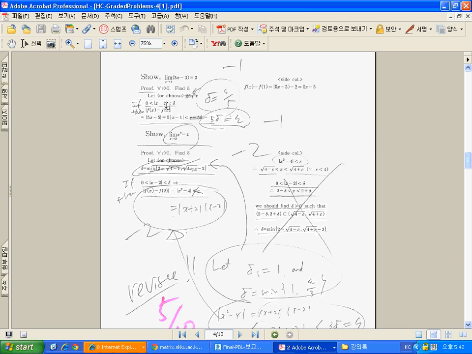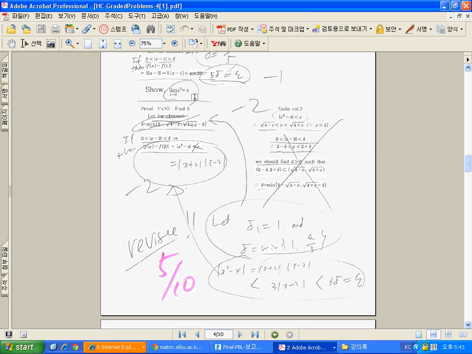And here it was okay, but you have to choose a delta which depends solely on epsilon, like this. Not 5 delta equals epsilon. This is not the right way of writing it. If this is true, then this should be true. And the last part of the right-hand side should be epsilon, not delta.